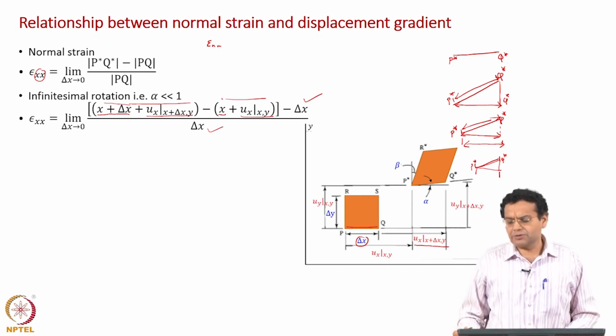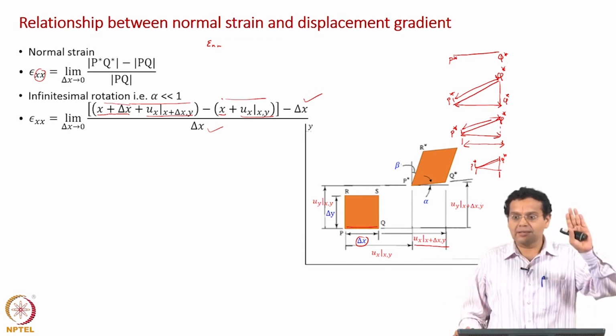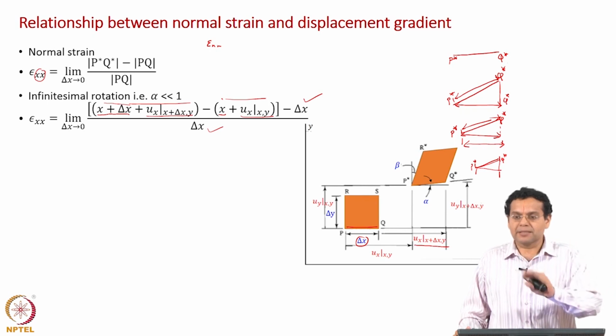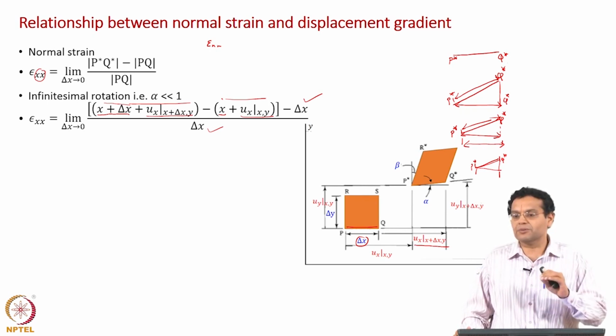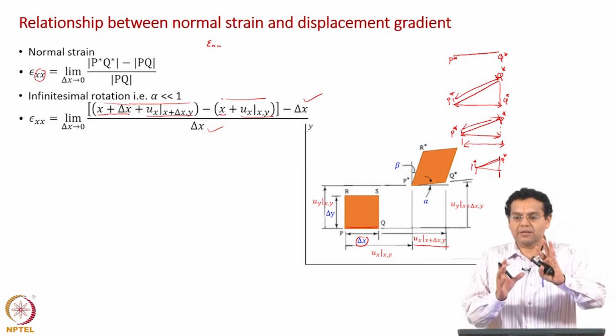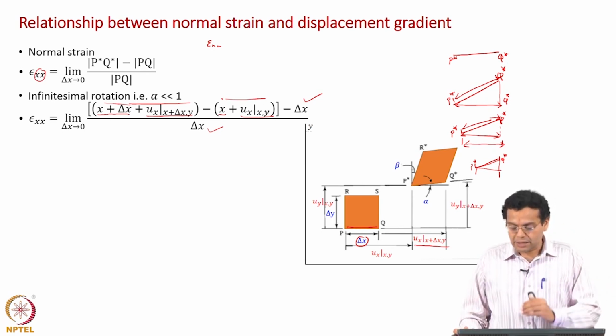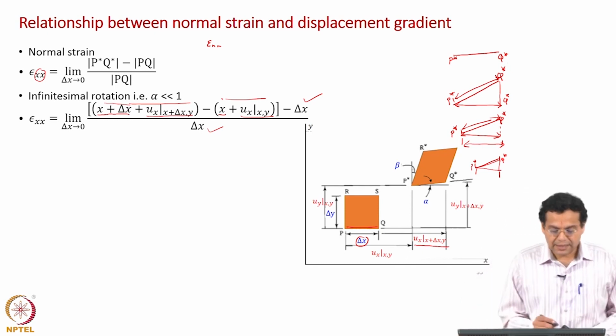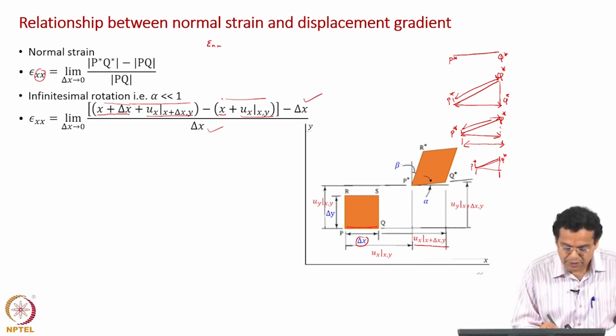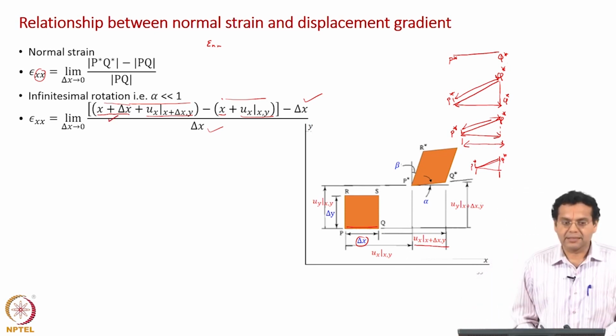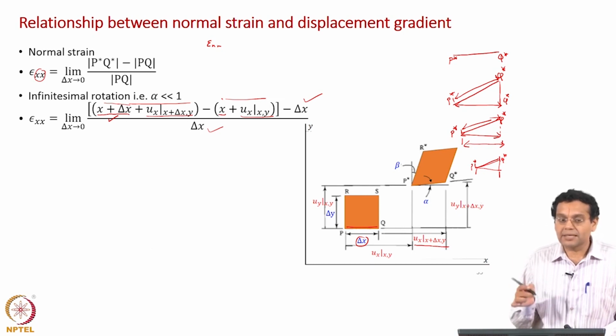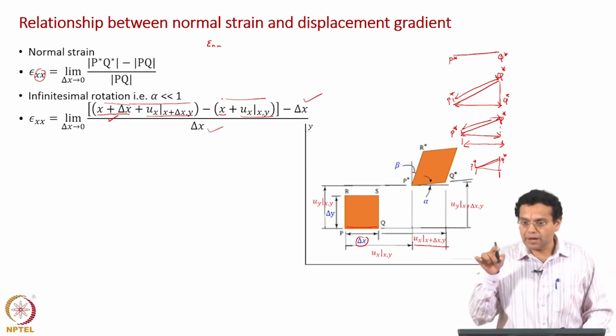What is the x coordinate of Q star? Its original x coordinate plus the displacement. Remember, that is what we did in the earlier slides. To find out the x coordinate of C, what did we do? 1 plus the displacement of that point. Similarly, here its original x coordinate, what is that of Q star? The original x coordinate is x plus delta x. To that you add the displacement of the point Q.